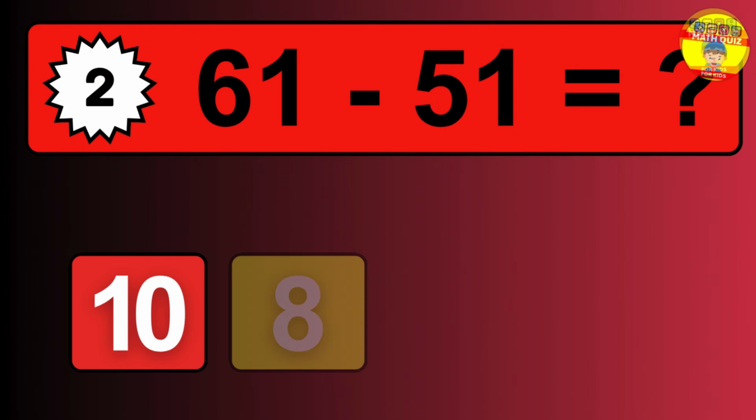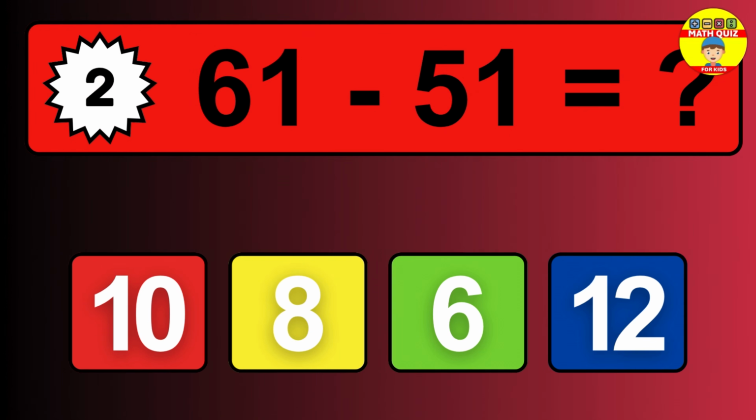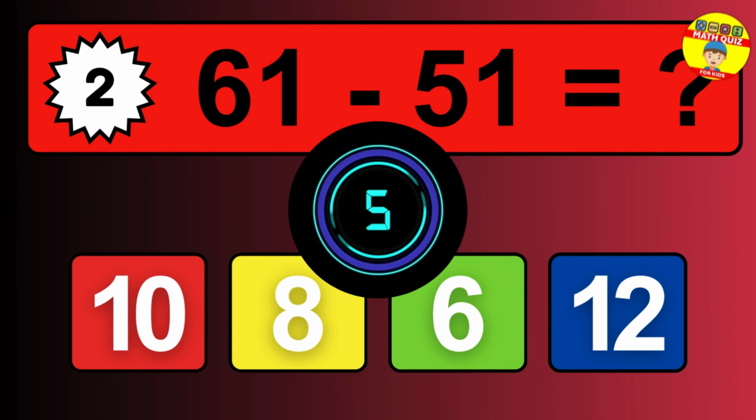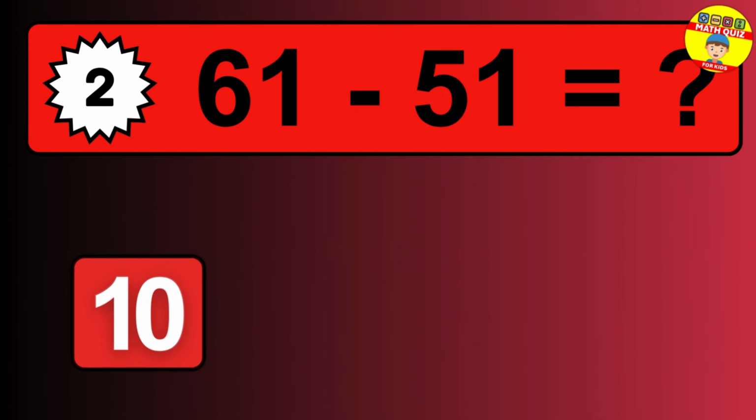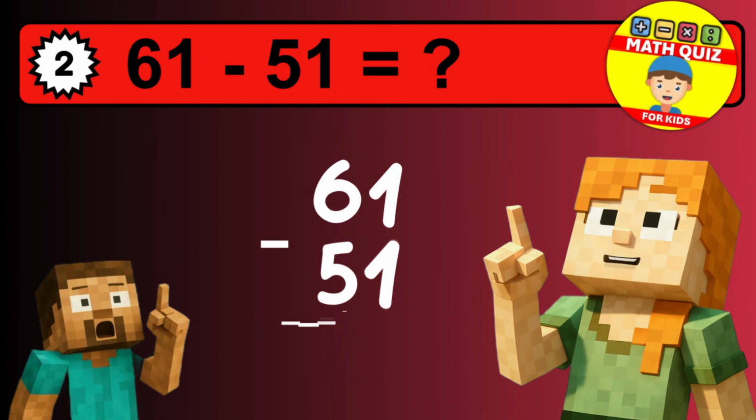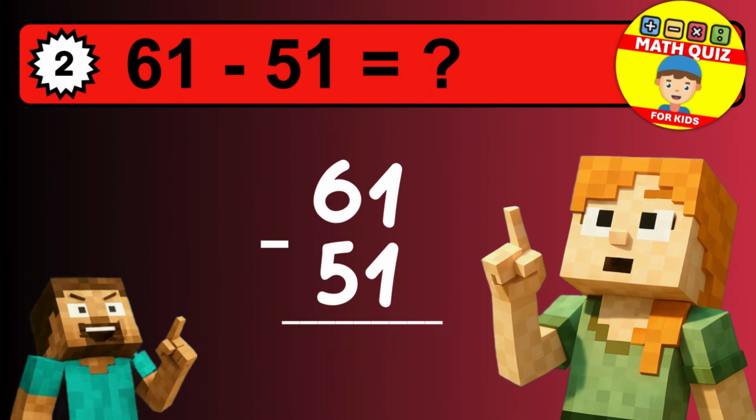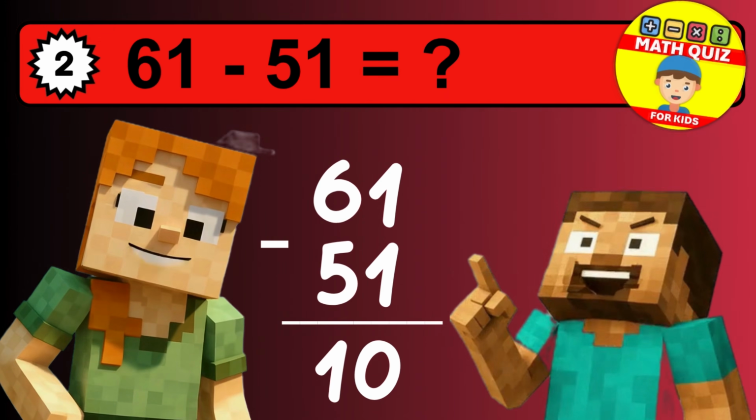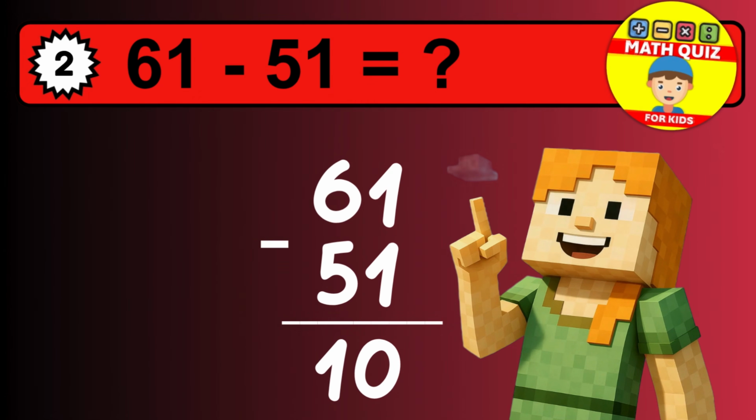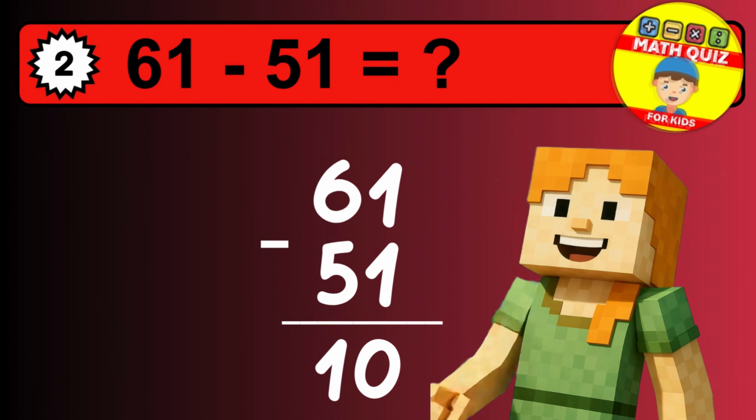What is 61 minus 51? Time to think. Let's solve this step by step. We start with the units. 1 minus 1 is 0. Then we go to the tens. 6 minus 5 is 1. The final answer is 10.